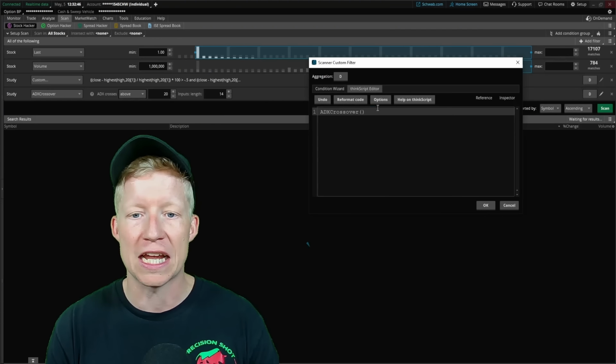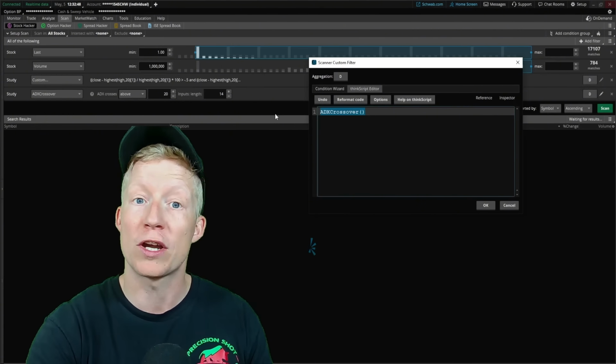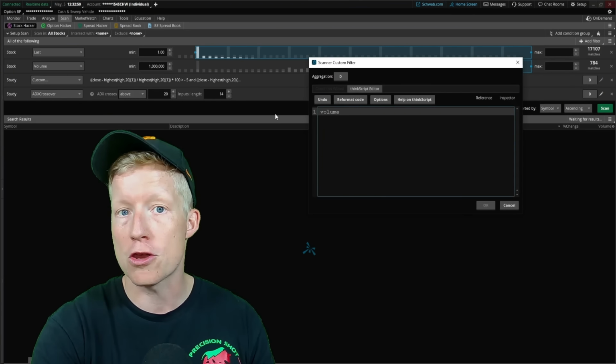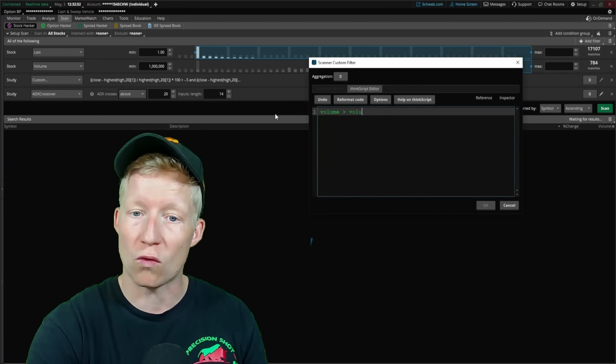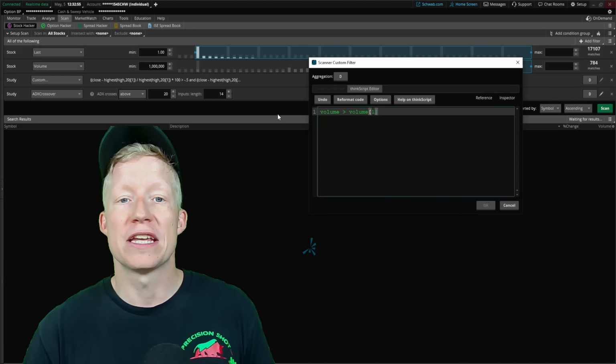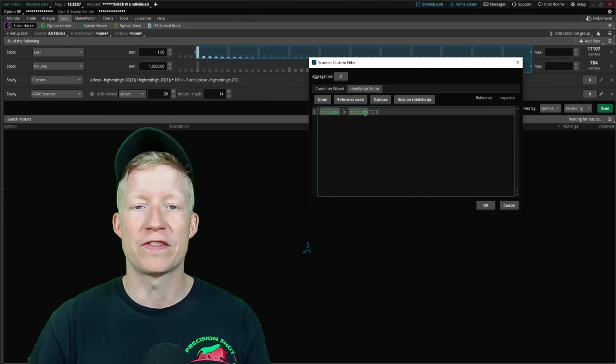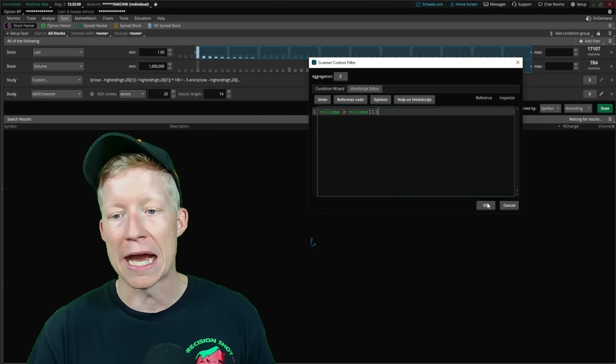So very simply to do so, we are going to add another study filter, back within the pencil icon of said filter into the ThinkScript editor. We are going to simply say that the volume of today's candle is greater than the volume of yesterday's candle, doing so by offsetting our volume data by 1.